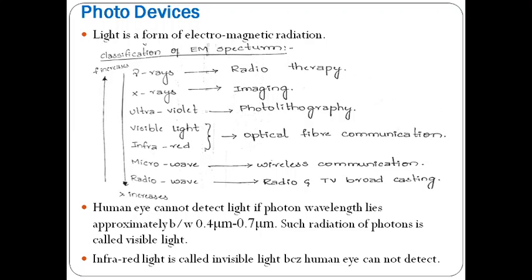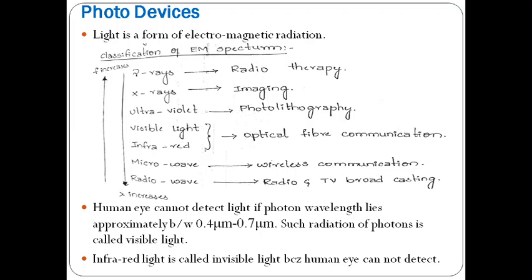Opto means photo electronic device or photo device. So here light is in the form of electromagnetic radiation. We know it is an EM wave. Light is nothing but an electromagnetic wave. So firstly we discuss the electromagnetic spectrum.